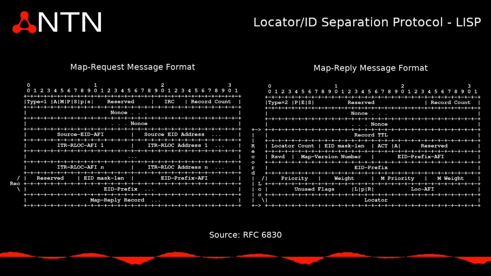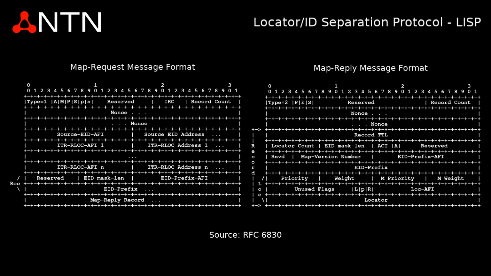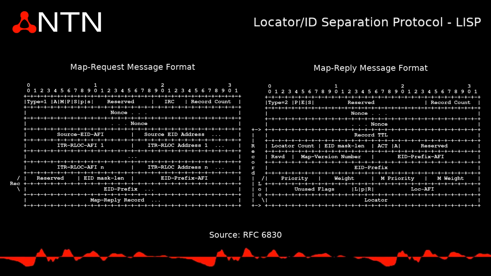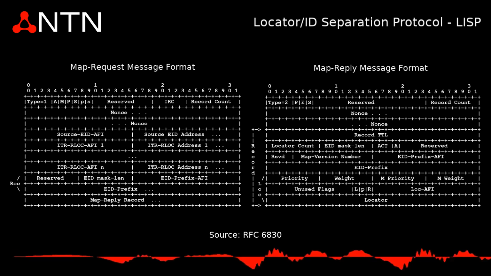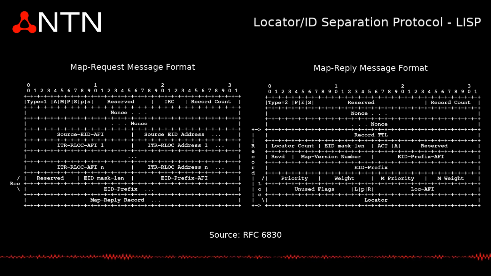A few things to note about the map request and map reply message format. The map request message contains a map reply record field. This contains the EID to RLOC mapping of the source, so the ETR that receives the map request can update its cache upon receipt. In addition, the map request message contains a record count field.